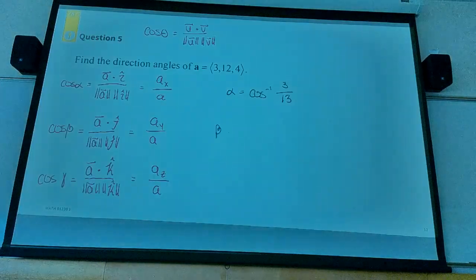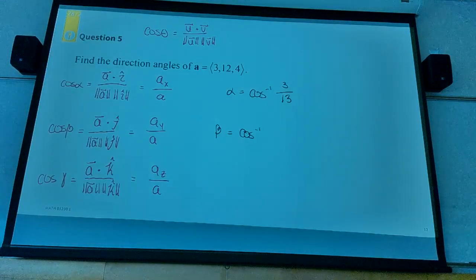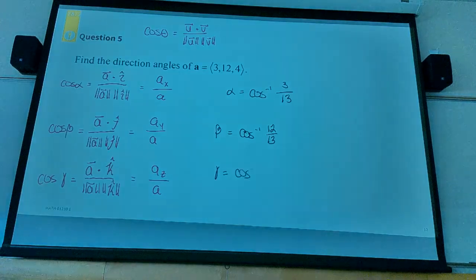Beta is the inverse cosine of what? 12 over 13. And gamma is the inverse cosine of what? 4 over 13. There are your 3 direction angles.